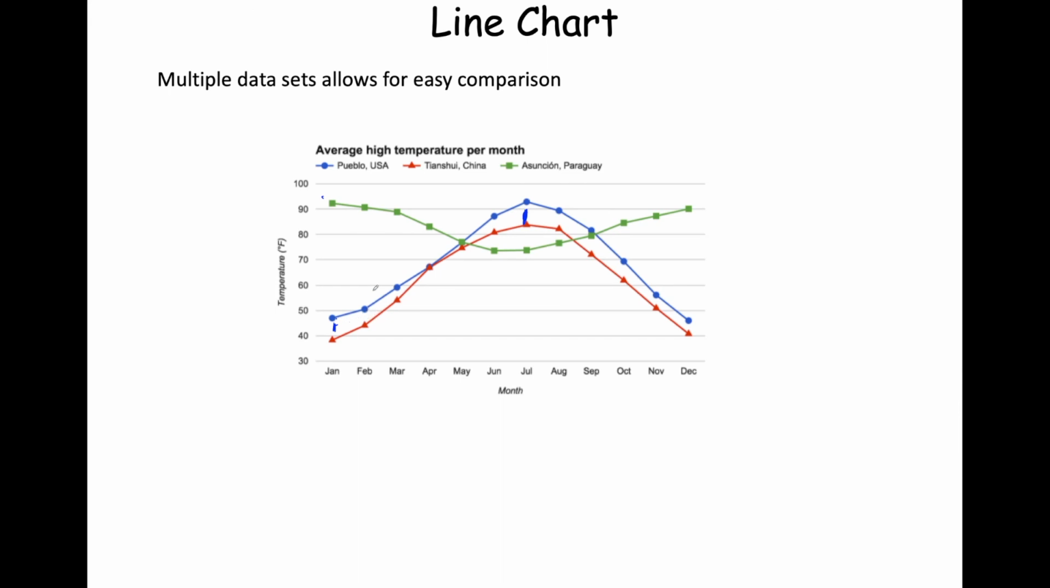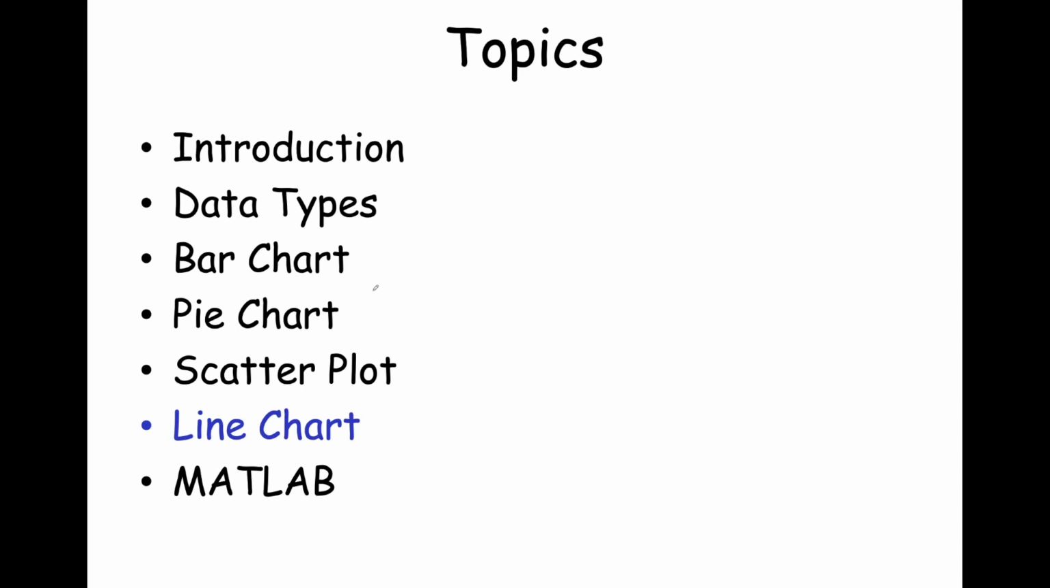Okay, so a line chart allows you to very easily compare multiple data sets, and each data set is a different color-coded line chart. And it's often the case in many pieces of software will plot using one of these different symbols in a different colored line.